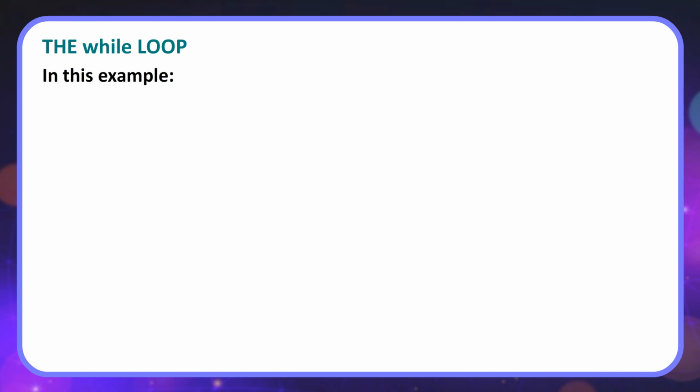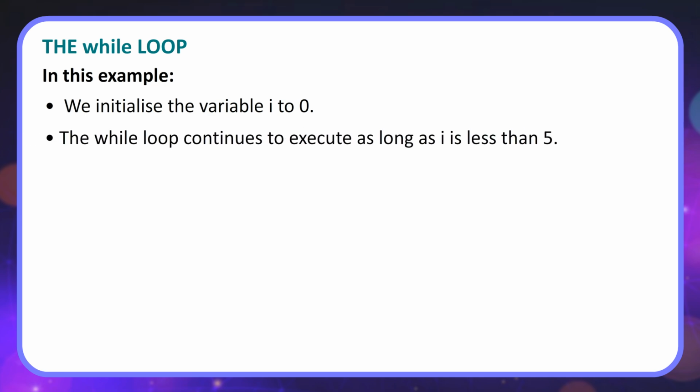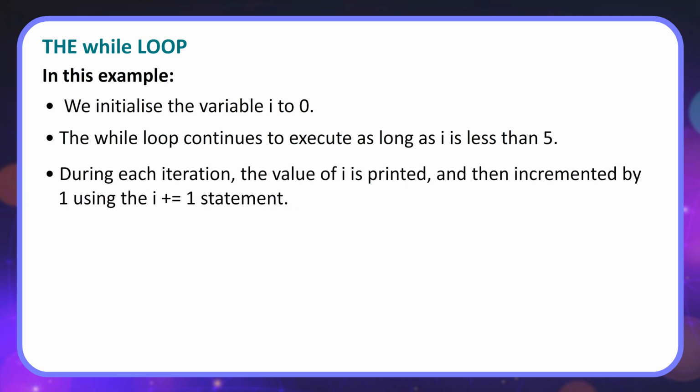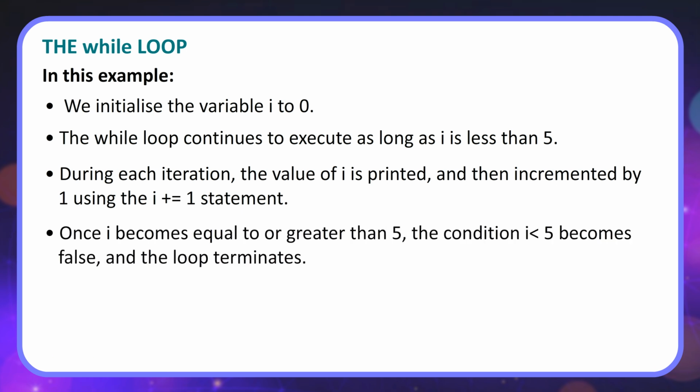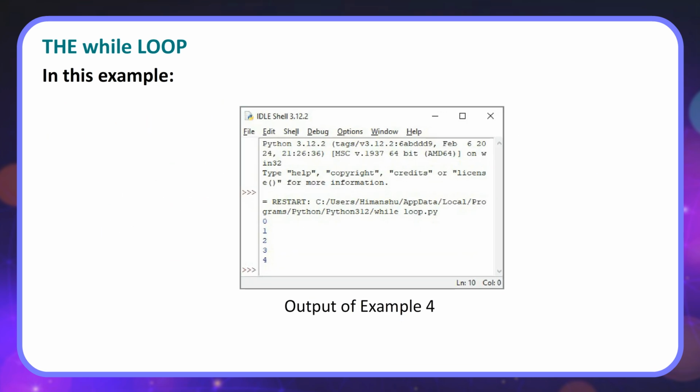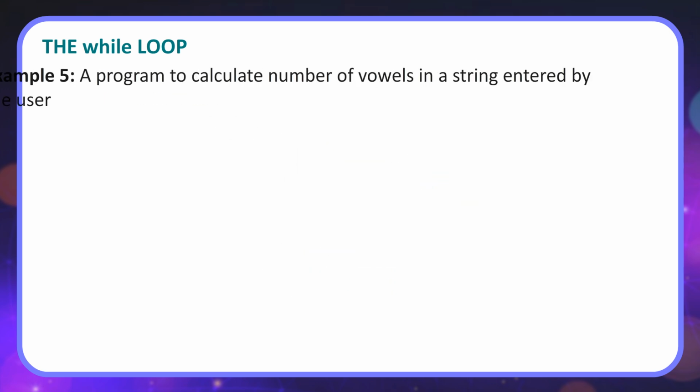In this example, we initialize the variable i to 0. The while loop continues to execute as long as i is less than 5. During each iteration, the value of i is printed, and then incremented by 1 using the i += 1 statement. Once i becomes equal to or greater than 5, the condition i < 5 becomes false, and the loop terminates. Output of example 4.